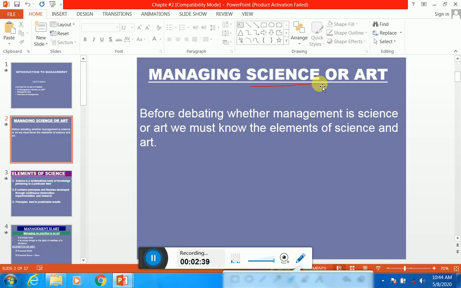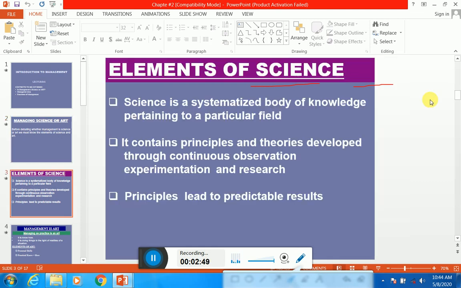Now before starting the concept of whether management is science or art, first we have to study what science is and what art is. Now let's start from the first, science. If you notice one thing, science is a systematized body of knowledge pertaining to a particular field.